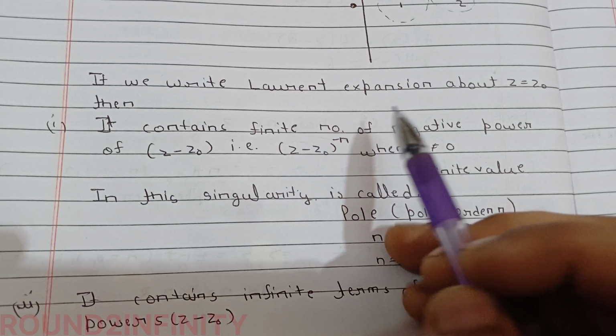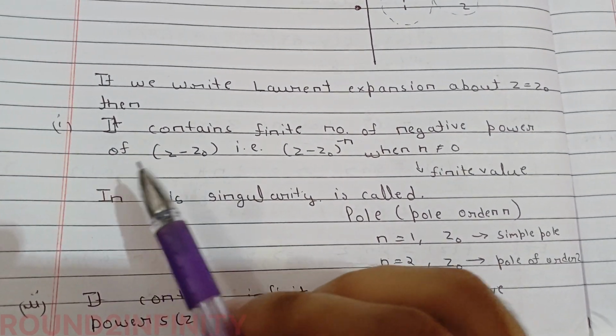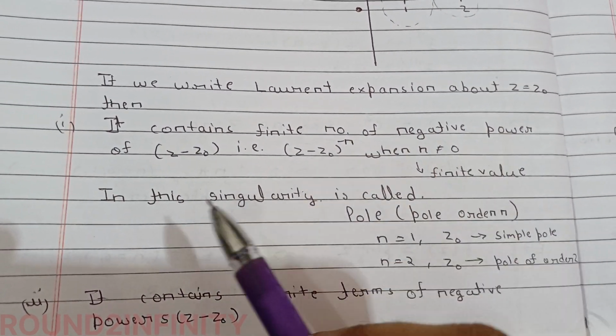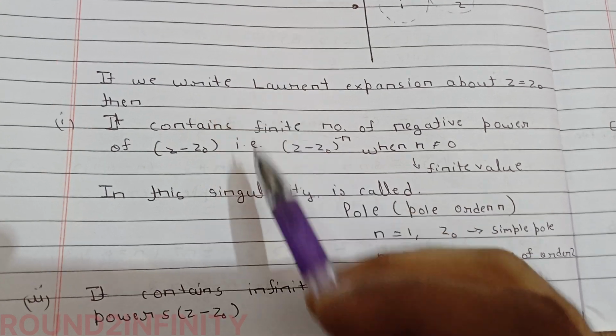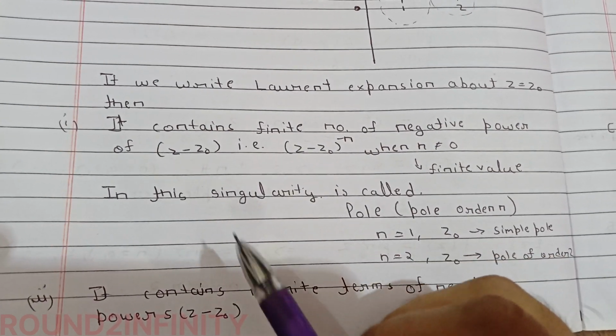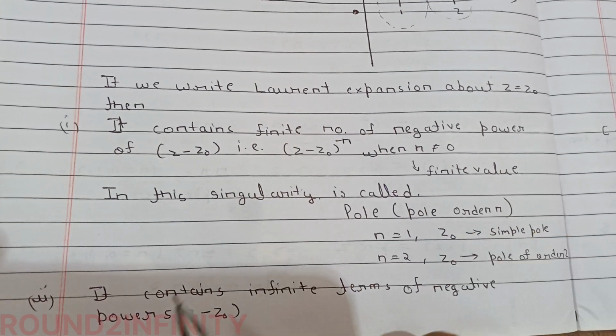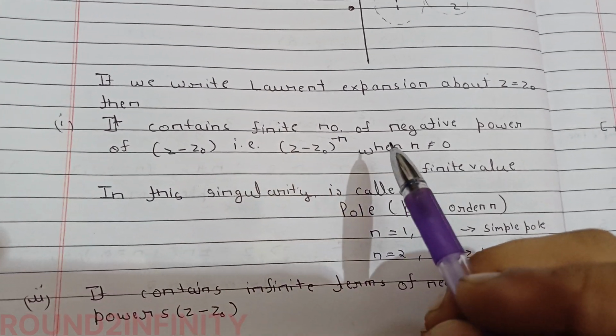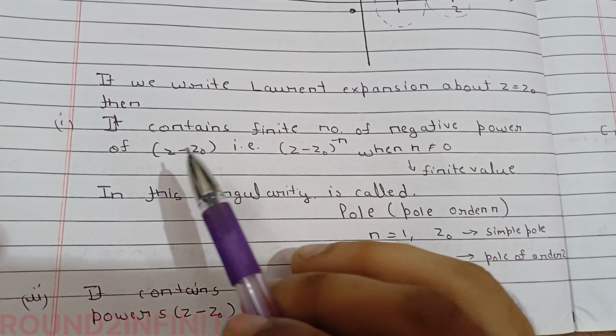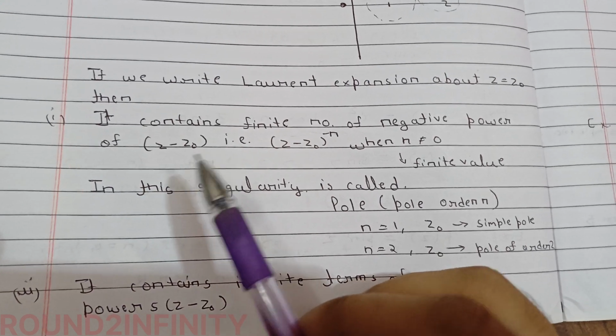So if we write the Laurent expansion about z equal to z naught, then it contains a finite number of negative powers. We discussed the Laurent series, where you were getting some negative terms of z, 1 upon z, 1 upon z square. These are because of the non-analytic points, and that defines the pole of the function or the singularity.